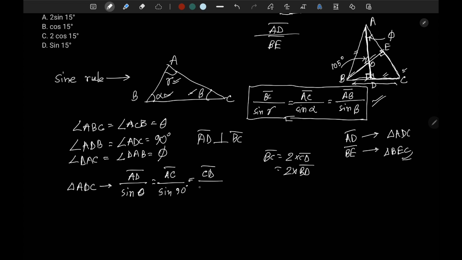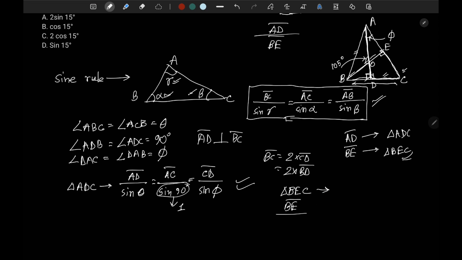So CD divided by sine phi. This is the sine rule. Fine. Sine 90 is equal to 1. Okay. So we have this from triangle ADC, and from triangle BEC we will have what?